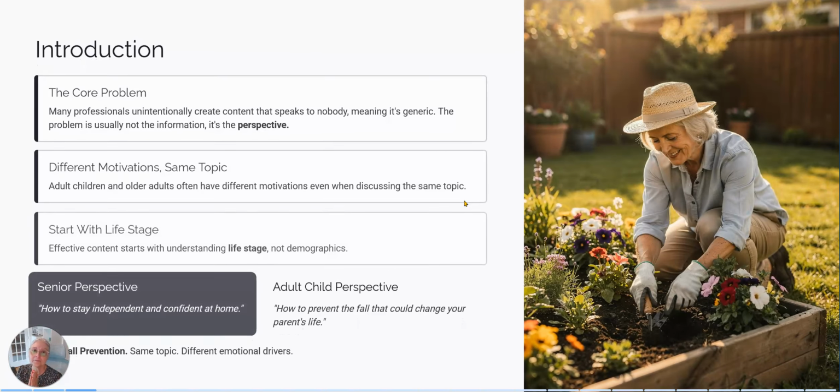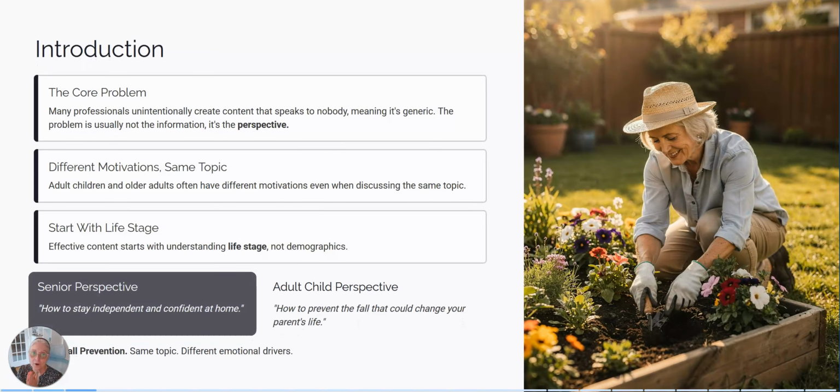Okay. The core problem is what, well, I'm going to read it. Many professionals unintentionally create content that speaks to nobody. A lot of people look for specific keyword phrases, which is good. You need to do that, but it's usually ending up being generic. So the problem is not the information that you're giving out, but the perspective of how it's written. Is it addressing the core problem at the time that that person is in, the stage?